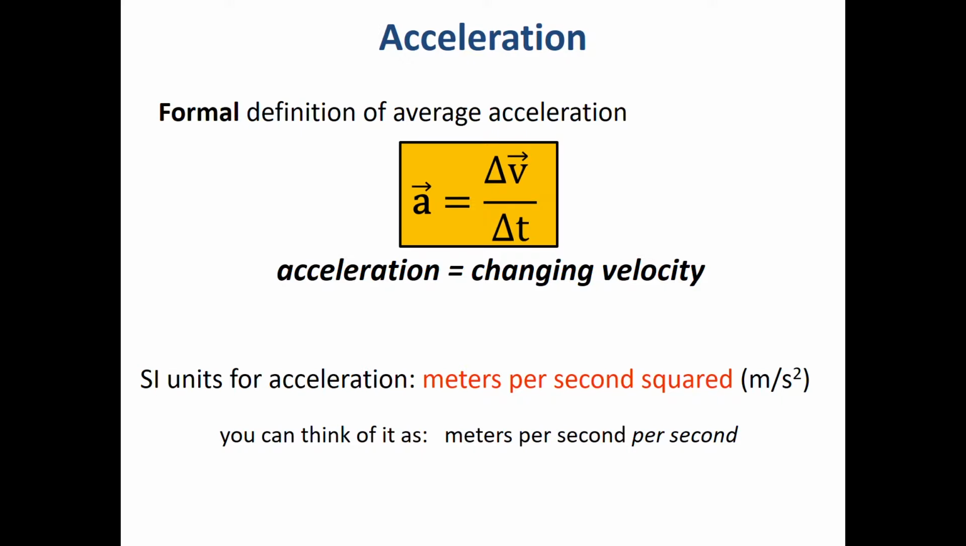So the acceleration measures how my velocity, which is measured in meters per second, changes over several seconds. So it's meters per second per second, or meters per second squared. a is the change in velocity over the change in time.